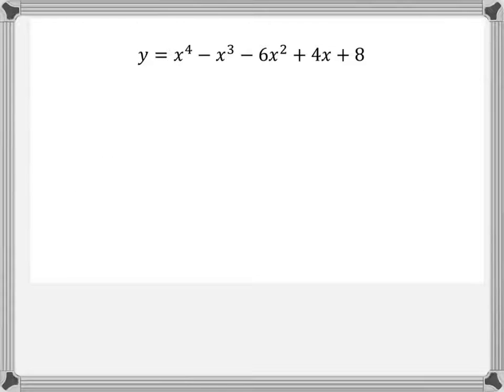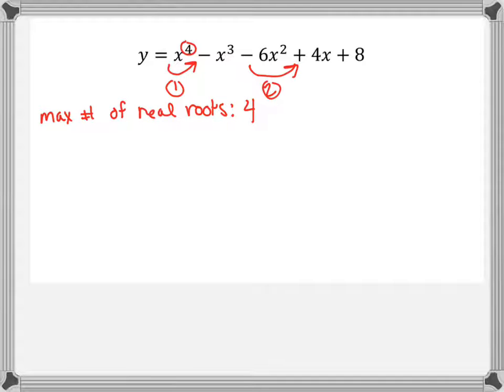So this is our first polynomial function. y equals x to the 4th minus x cubed minus 6x squared plus 4x plus 8. The degree is 4, so the maximum number of real roots is 4. So using Descartes' law of signs, we have a sign change. So for 1, here's our second sign change, and that's it for positive real roots. So for positive real roots, we might have 2, or 2 minus 2 is 0. So we either have 2 positive real roots or 0 positive real roots.